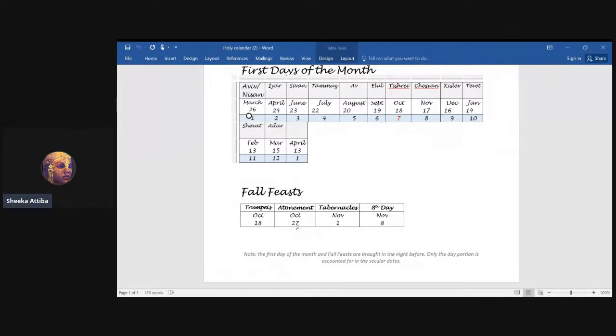That is the first day of Tabernacles, because we know Tabernacles is 7 days, and then you have an 8th day, and that 8th day is November 8th. So that's the calendar.